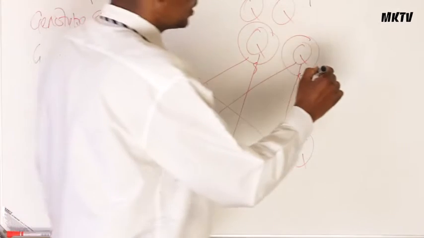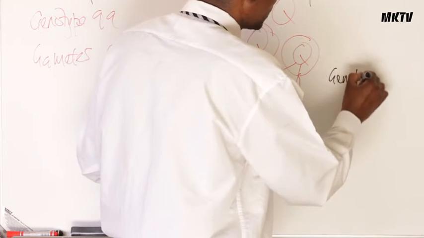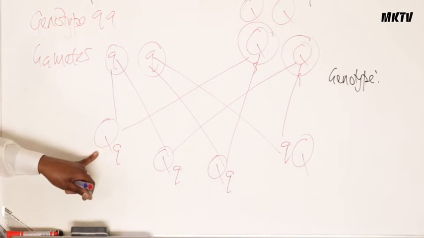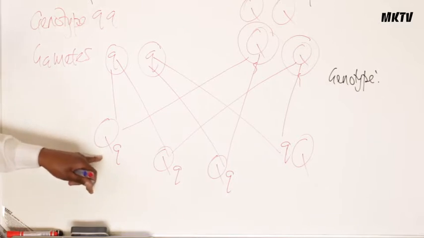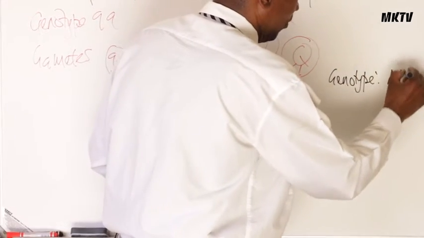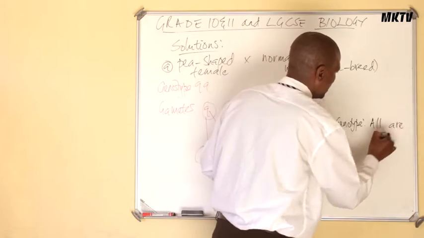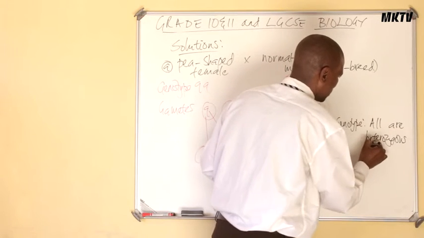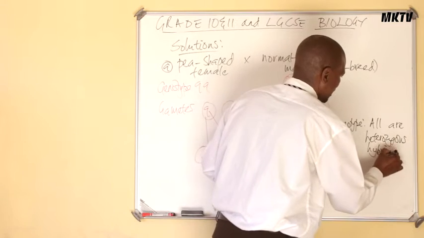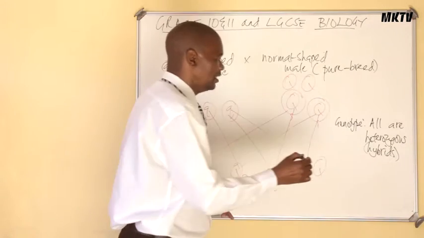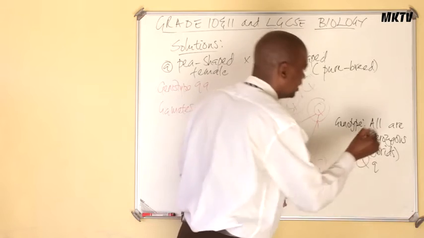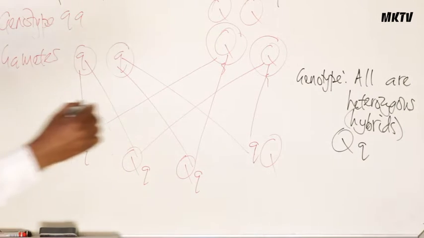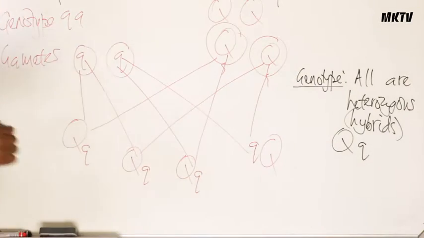We take the genotypes, okay? How many genotypes do we have? We only have 2. In fact, 1, sorry. We have only 1. All of them. So we say, out of 4, all of them are heterozygous. In other words, all of them are hybrids. So that's what we mean. All of them are a capital Q and a small q. So that's what we say. So this is our genotypic representation, or the genotypic result.